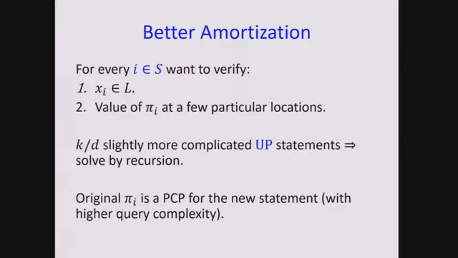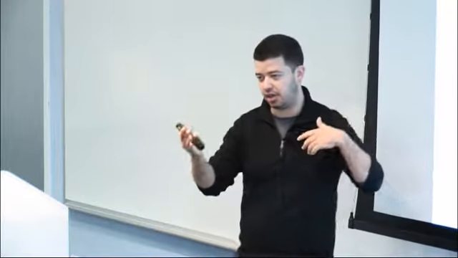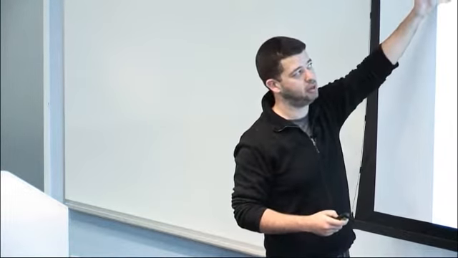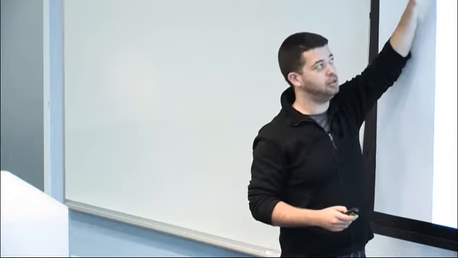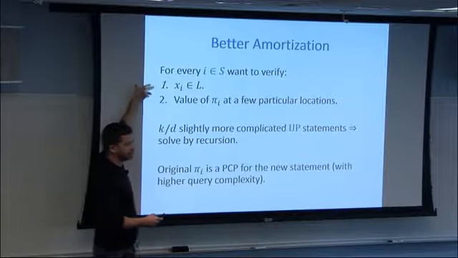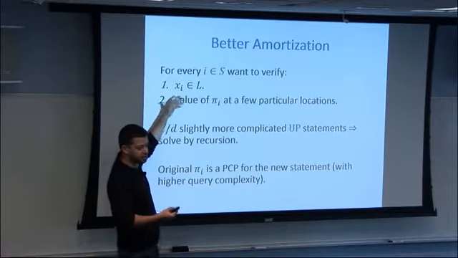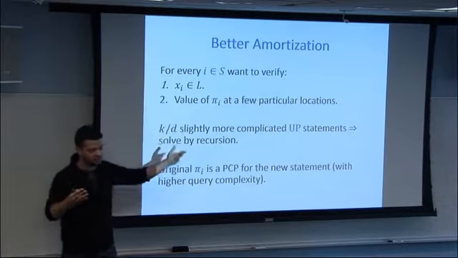One thing to make note of, you need to be a little bit careful. If every time you do this you re-encode with the PCP, you're going to get an overhead that you can't handle, so you don't want to do that. But what you can observe is that the original PCP that we had for xi is also a PCP for this more elaborate language. It's certainly a PCP for checking that xi is in L, and it's also a PCP for checking this condition, because this condition just says that the PCP of xi at some points is equal to some values. So the original PCP is still a PCP for this new, more complicated statement, albeit with a slightly higher query complexity.